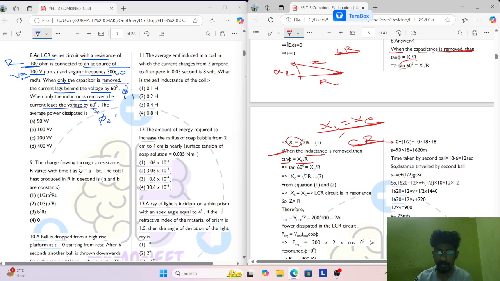If XL equals XC, what is this condition? This is called the resonating condition. In resonance, what happens? Omega equals 1 by root over LC. This is the formula we get. Okay, this is the resonating condition.